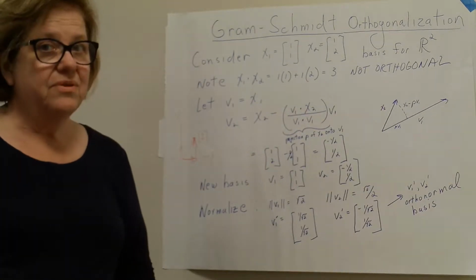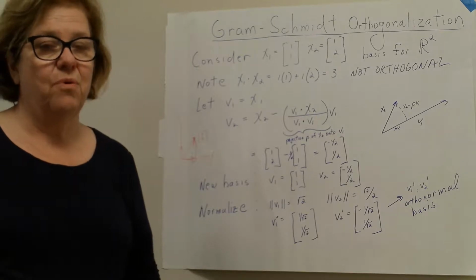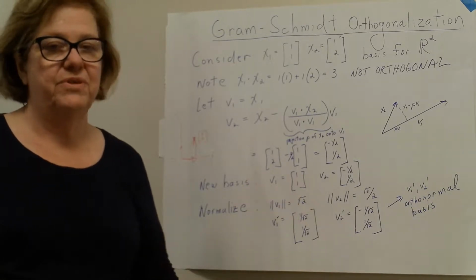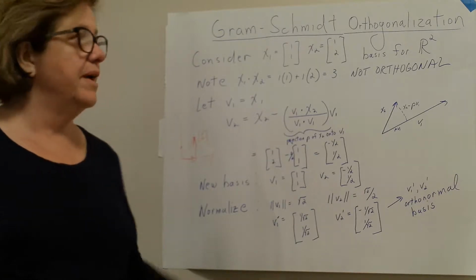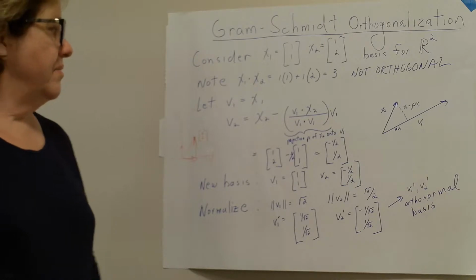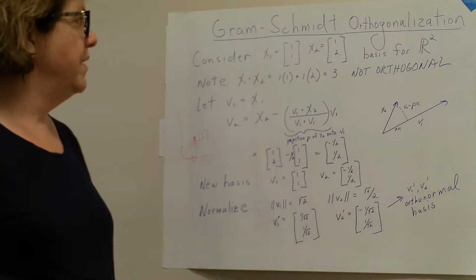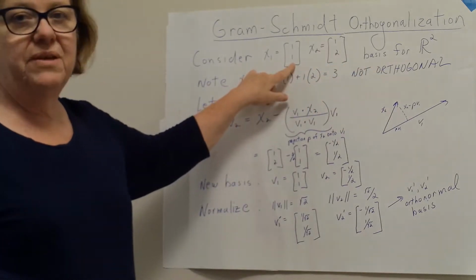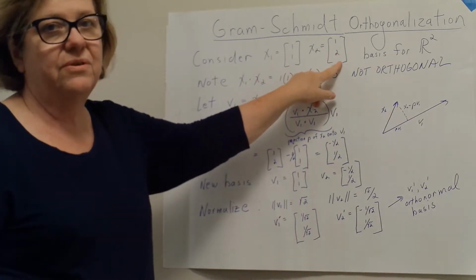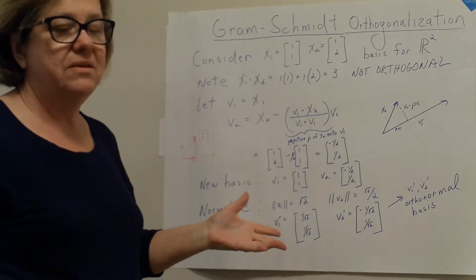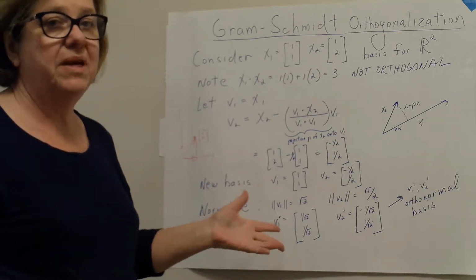Now we're going to focus on chapter 4.4, which has a very famous procedure in linear algebra called Gram-Schmidt orthogonalization. So let's suppose we have a basis like this for R2. One vector is (1, 1), one vector is (1, 2). Remember, as long as they're not parallel, any two vectors can be a basis for R2.